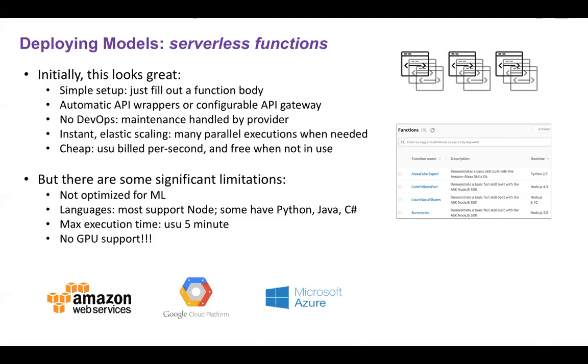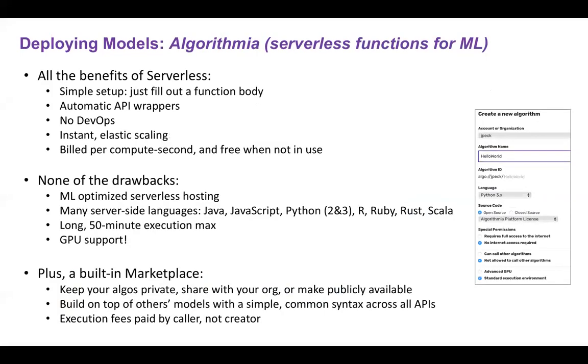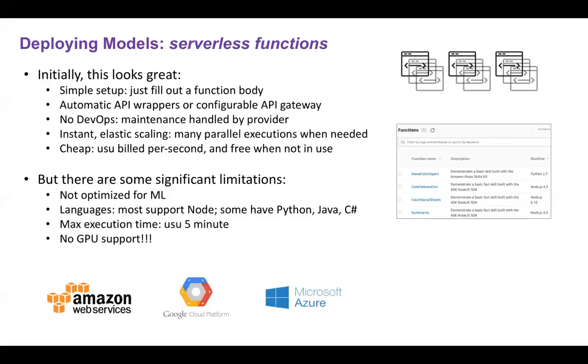But there are some very significant limitations when it comes to using machine learning with these systems, because they're really not optimized for ML. They're more meant for general application development. That's where they grew out of. So there's, generally speaking, support for Node across the board, and some of them have Python, Java, or more rarely C#, but that's about where the language support ends. And you're going to be tied into whichever provider supports that one language that you actually want to run.